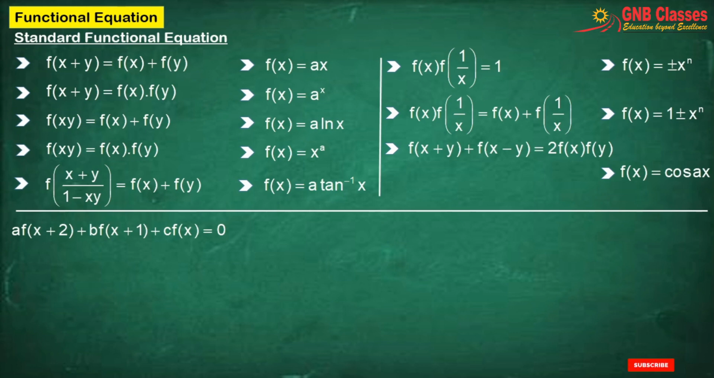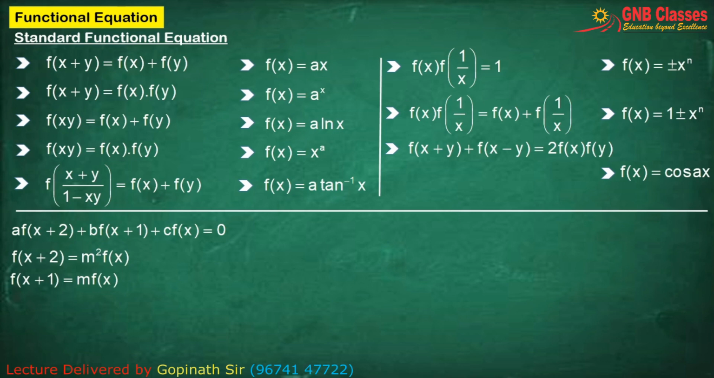If any functional equation is of type a f(x+2) + b f(x+1) + c f(x) = 0, even if the functional equation is not in the form, try to bring it in this form by manipulating x in different ways, so that the ultimate functional equation should give you this form: a f(x+2) + b f(x+1) + c f(x) = 0. Then let us assume that f(x+2) is m² f(x), f(x+1) is m times f(x), right? Therefore, our equation becomes (am² + bm + c) f(x) = 0.